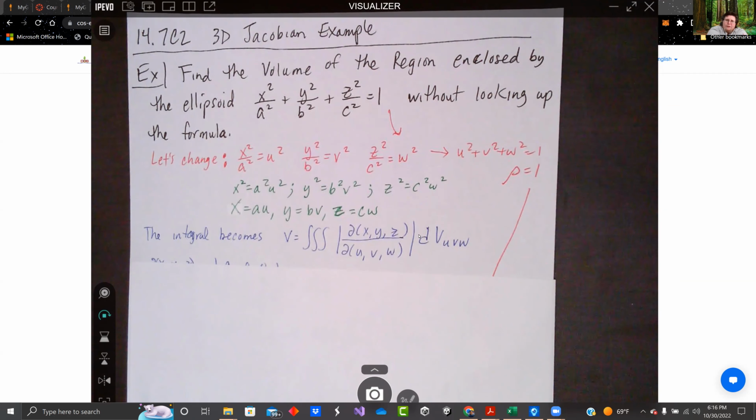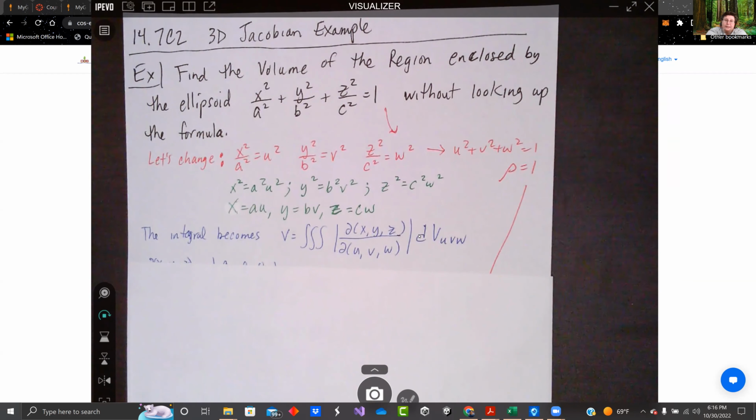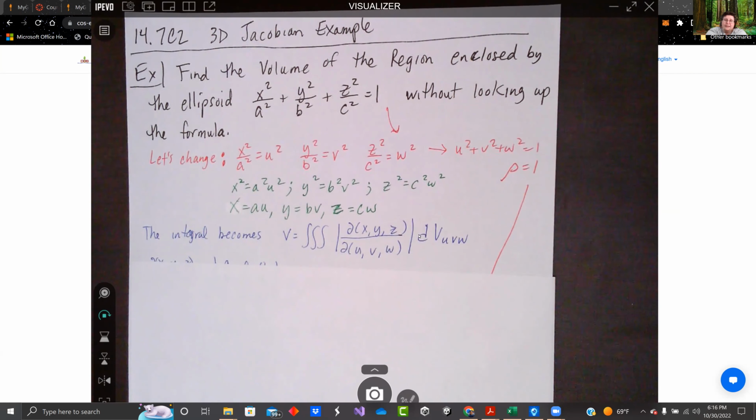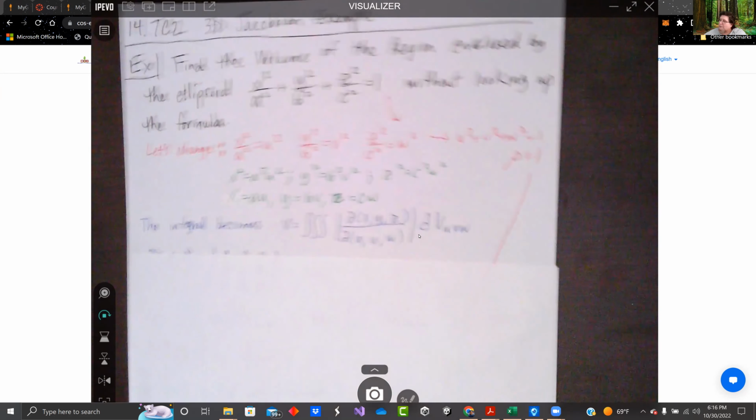So this integral, we're doing volume, so the function equals 1. So we're integrating a 1 with respect to dx, dy, dz. It's the limits of integration that are pretty crappy on that. But when we switch over to this, we can now do it slightly a bit easier. Let's find the Jacobian though and rewrite everything.